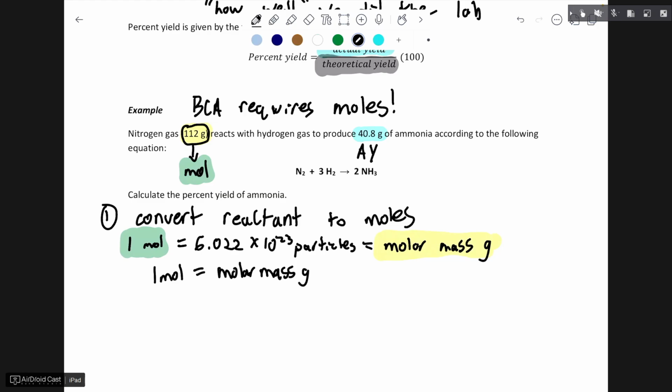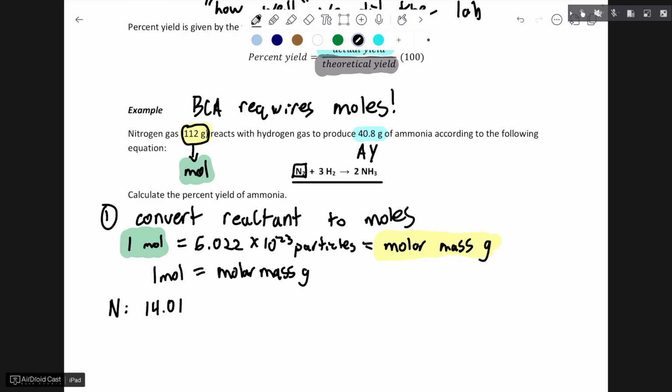So that means I need to find the molar mass for nitrogen. Luckily, they've already given us our balanced chemical equation. So we can look at this, and I'm just looking at the formula for nitrogen. It says that it's N2. So if I want to find the molar mass for nitrogen, which has the formula N2, I look up the average atomic mass on my periodic table.